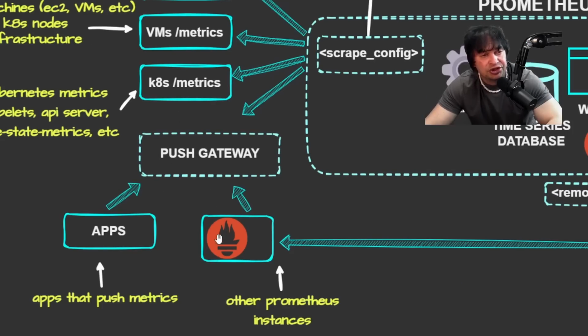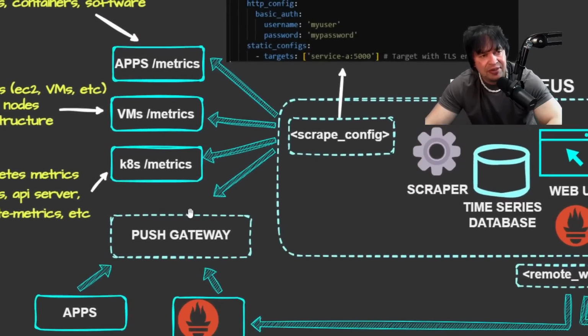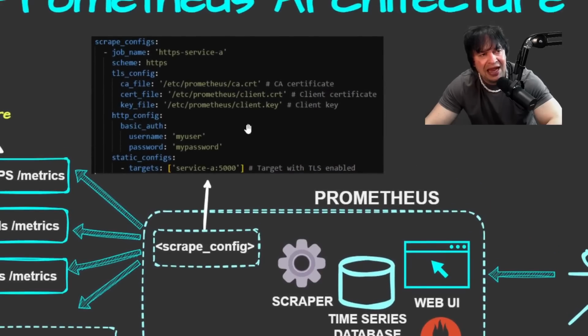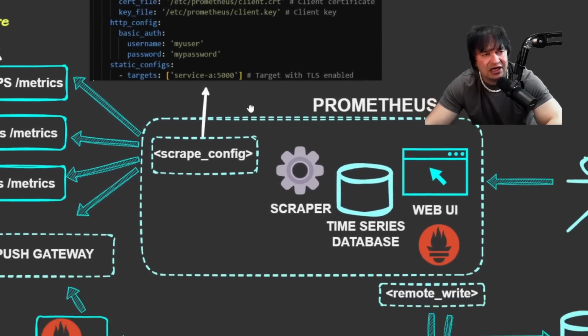You can also use a push gateway if you have other Prometheus instances that want to push metrics out. You can use this model to distribute metrics between Prometheus instances. And all of this scraping is controlled by the scraper, which is configured by this thing called the scrape config. We'll come back and take a look at the configuration in a little bit.